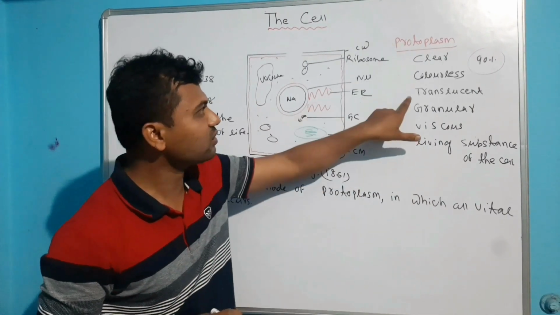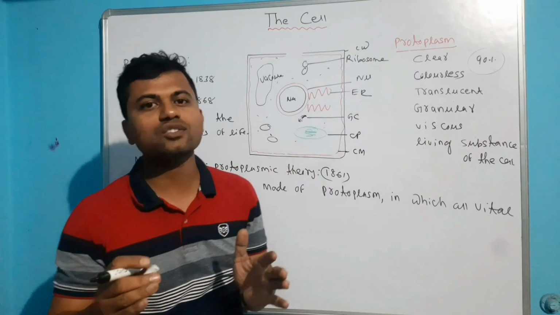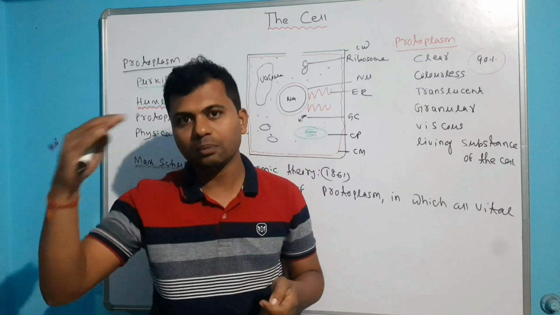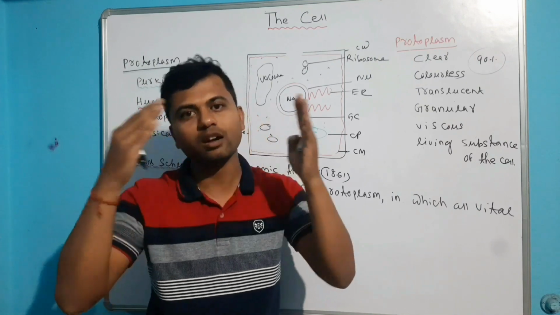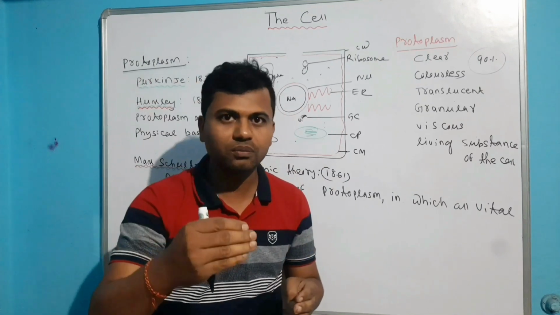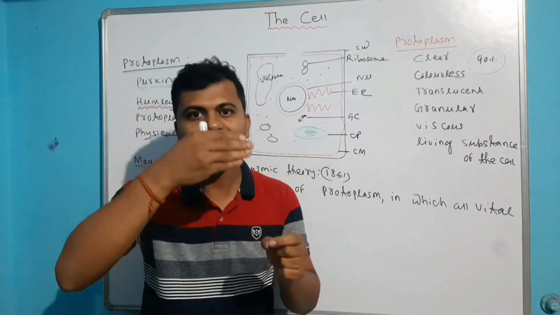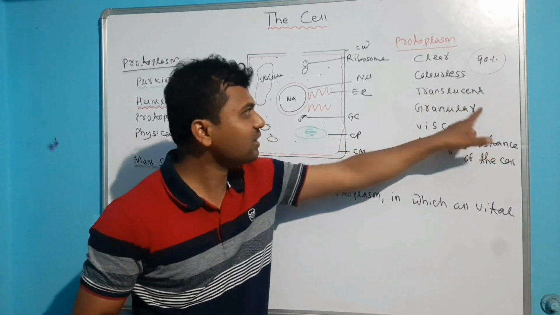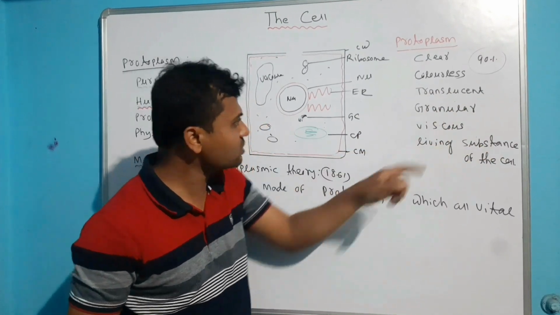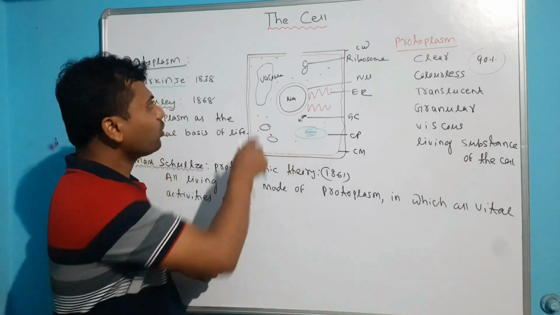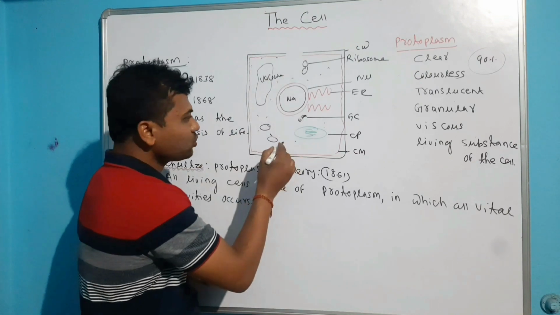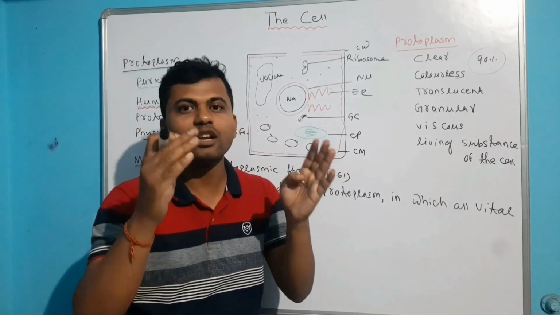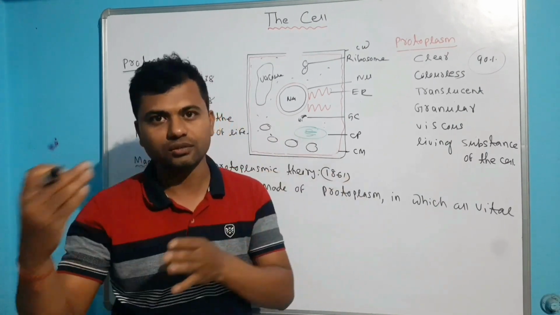The next point is translucent. We say something is translucent when light can easily pass through it, but our sight cannot pass. Through the protoplasm, light can easily pass, but our sight cannot. This is known as translucent. The protoplasm has a granular nature, because a number of cell organelles are present in the protoplasm. The presence of these organelles gives the protoplasm a granular appearance or nature.